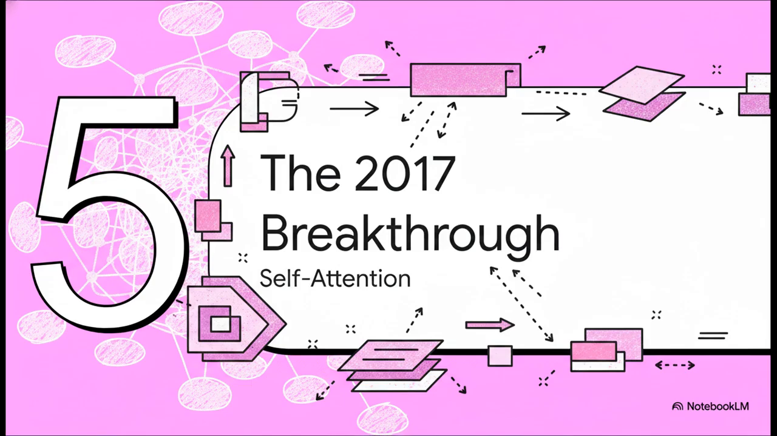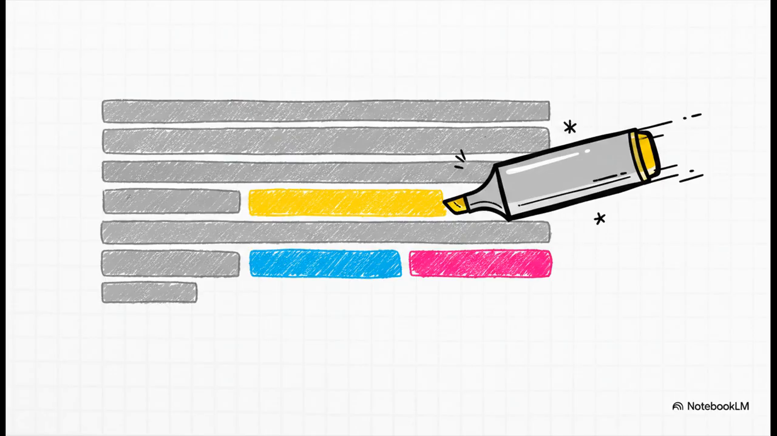A research paper came out of Google with this incredible title, "Attention is All You Need," and it introduced this game-changing idea called self-attention. The best way to think about self-attention is like giving the AI a magic highlighter. So instead of plodding along word by word, it can look at the entire text all at once. And then it can highlight the words that are the most important for understanding the real meaning.